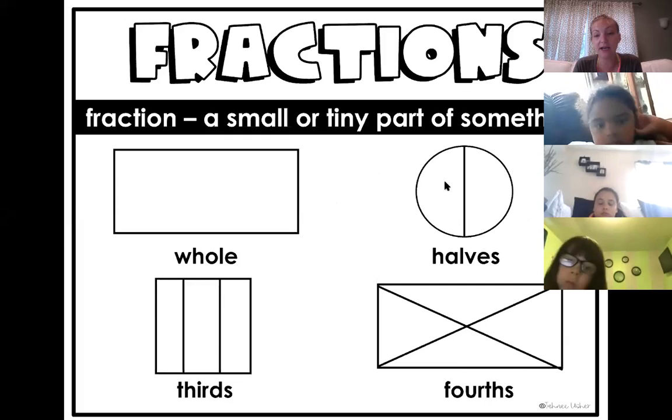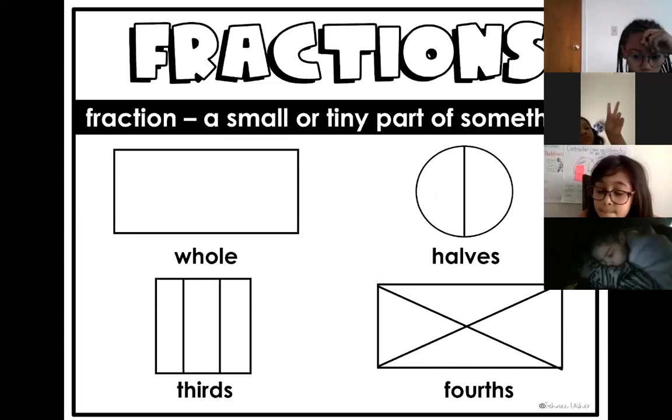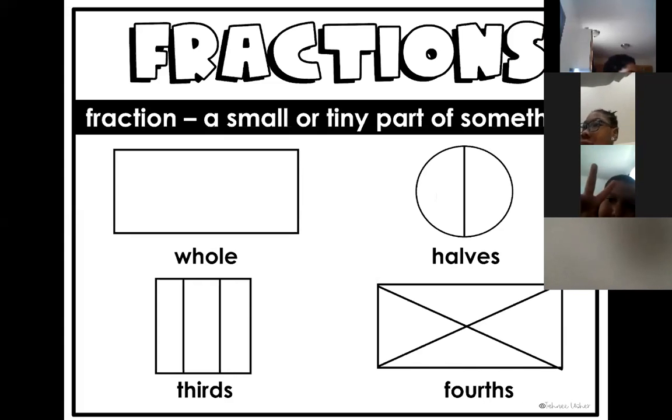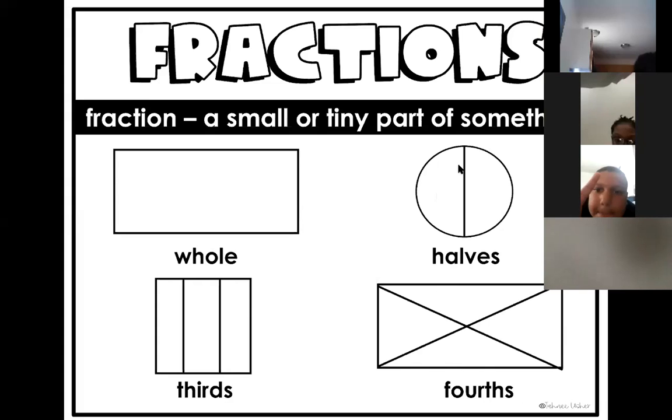This circle is cut into how many pieces? Show me with your fingers. How many pieces is the circle cut into? Rihanna's showing me with her fingers. So is Brianni, Damali, thank you. Jana, can you please sit up, my friend? Thank you, Michael. It's cut into 2 pieces and it's called halves.